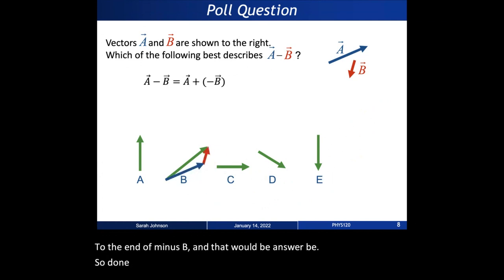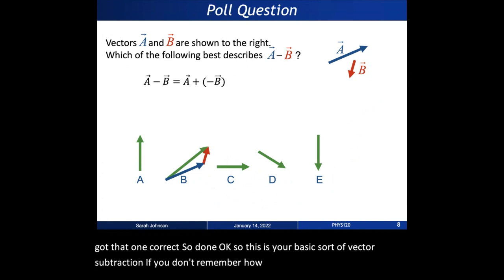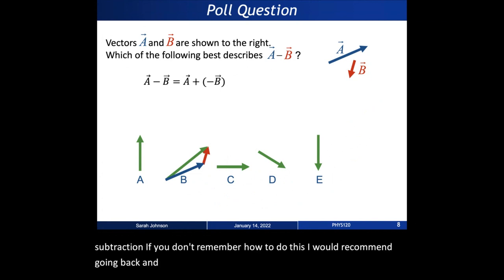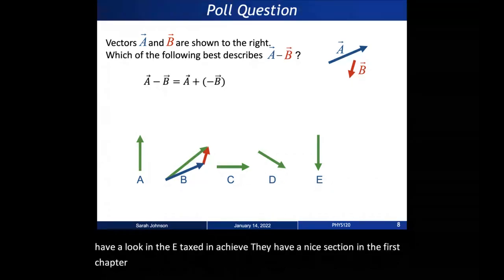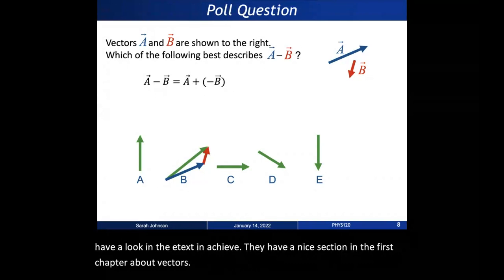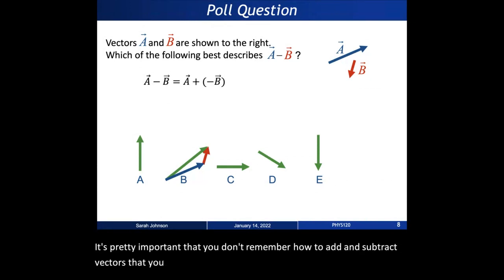So well done, everybody. A lot of people got that one correct. This is your basics of vector subtraction. If you don't remember how to do this, I would recommend going back and reviewing it in your previous physics books, or have a look in the e-text in Achieve. They have a nice section in the first chapter about vectors. Okay, any questions on that before we go on? It's pretty important that you review adding and subtracting vectors if you don't remember, because we will be using it quite a bit.